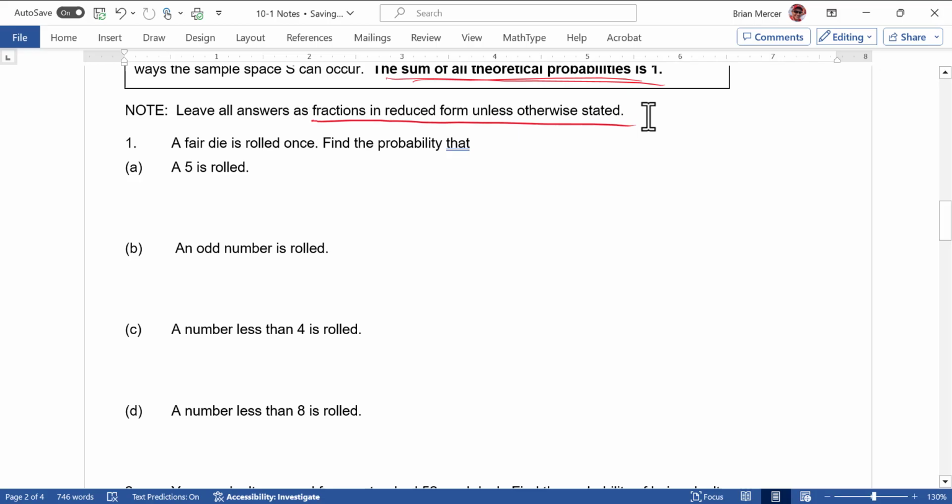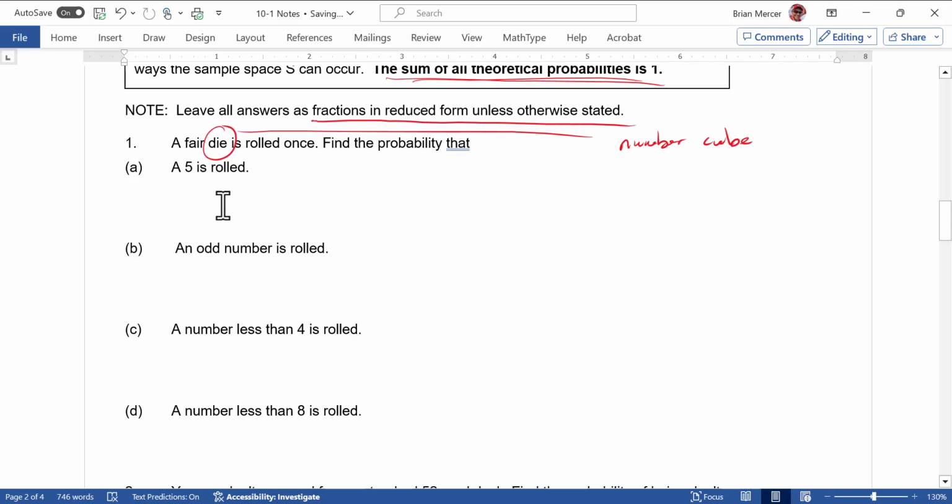Leave answers as fractions unless you're indicated otherwise. That's important to know. Find the probability that you get a 5 on a fair die. A die is sometimes called a number cube, so a cube with numbers on it. That's kind of a silly name, but whatever.